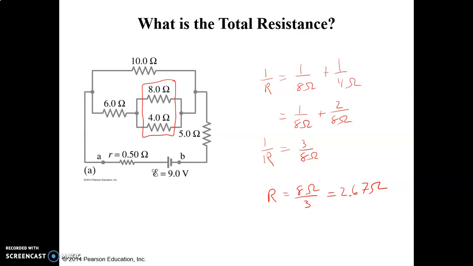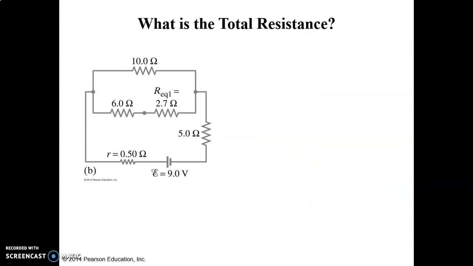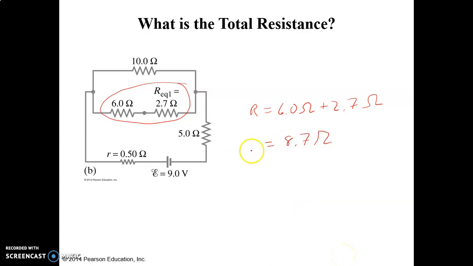So that's 2.67 ohms. All right, so then we redraw this circuit, but we replace the 8 and 4 ohm resistors, which are in parallel with each other, with 2.7 ohms. All right, now we pick the next simplest structure. Well, these two are in series with each other. So since they're in series, we just add them up. 6 ohms plus 2.7 ohms would equal 8.7 ohms.